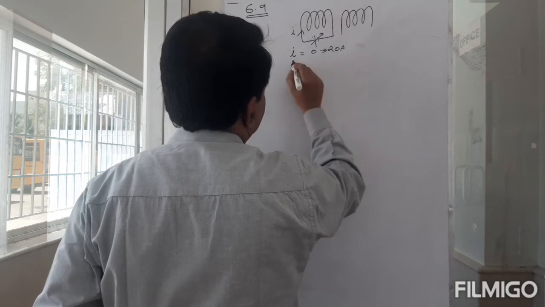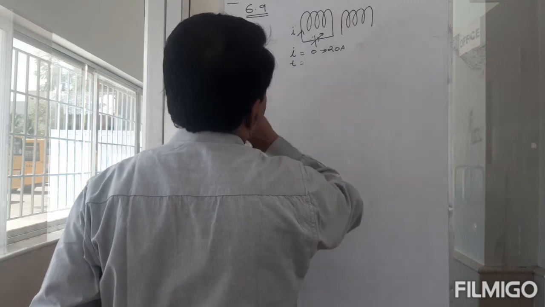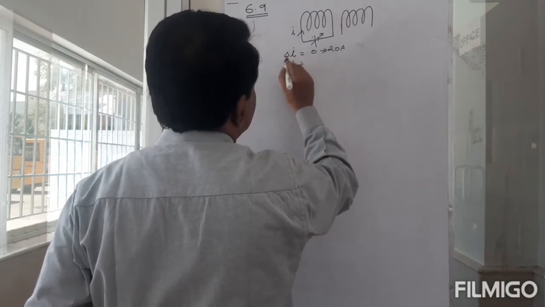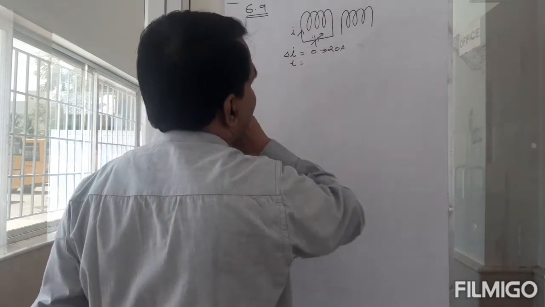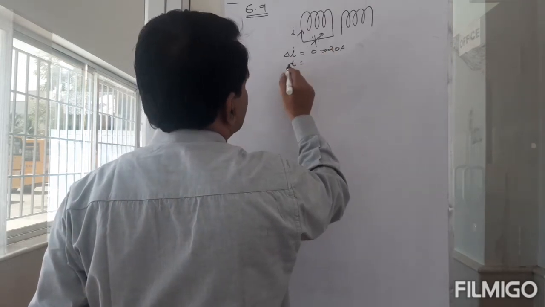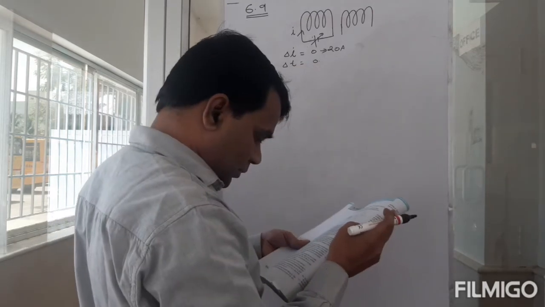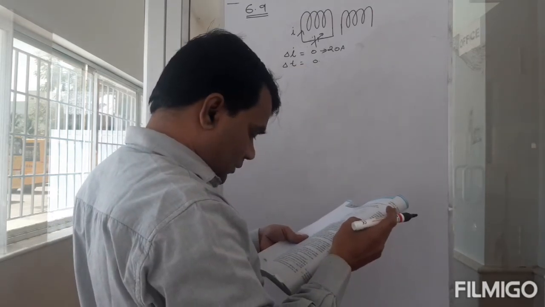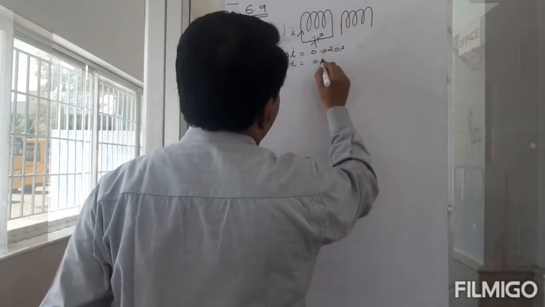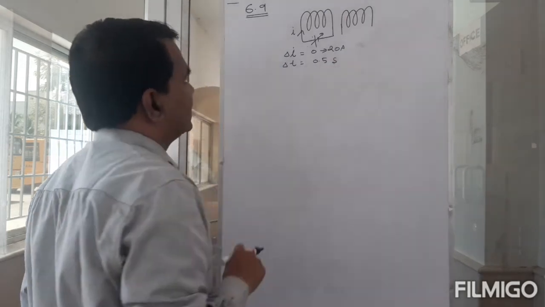I'll put time. This delta I is 0 to 20 amperes, and delta T is 0.5 seconds.